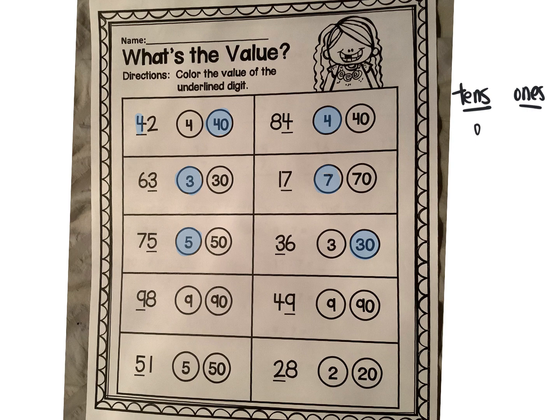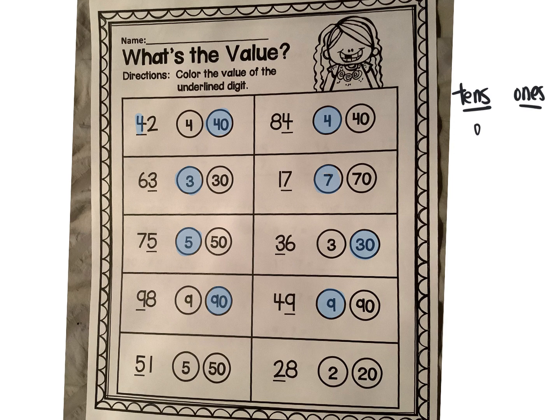Okay, look at 98. Is the 9 in the ones or the tens place? The tens place, good. So we would fill in 90. Okay, 49. Is that in the ones or the tens place? The ones place, good. So we would color in 9.